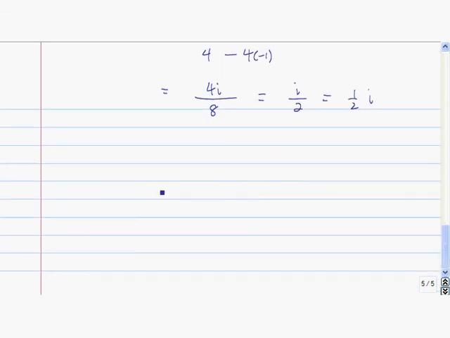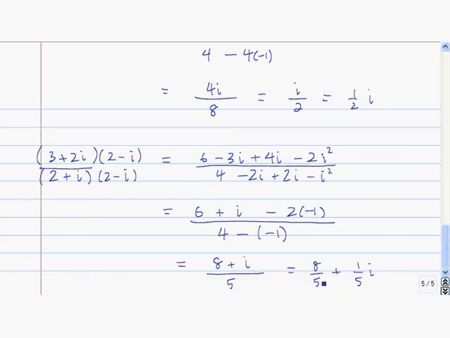Okay, why don't you try this one? 3 plus 2i divided by 2 plus i. Okay, pause and work on it. Okay, so for your answer, you should have gotten 8/5 plus 1/5 i.